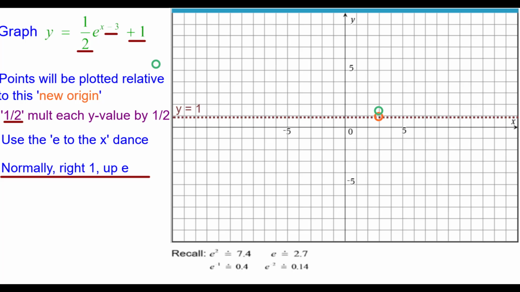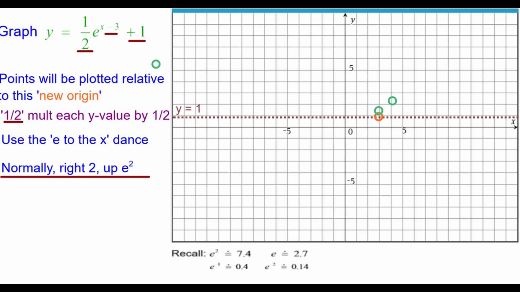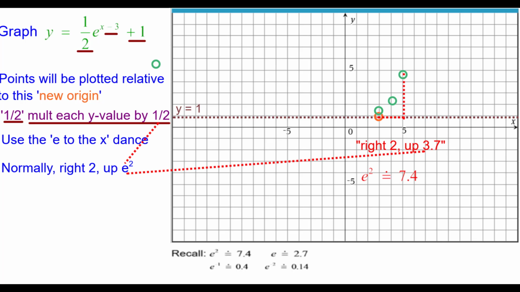Next, we would go right 1 up e, but in this case it's right 1 up 1/2 of e, which is about 1.35. Right 2 up e squared, but it's going to be right 2 up 1/2 of e squared, which is about 3.7.